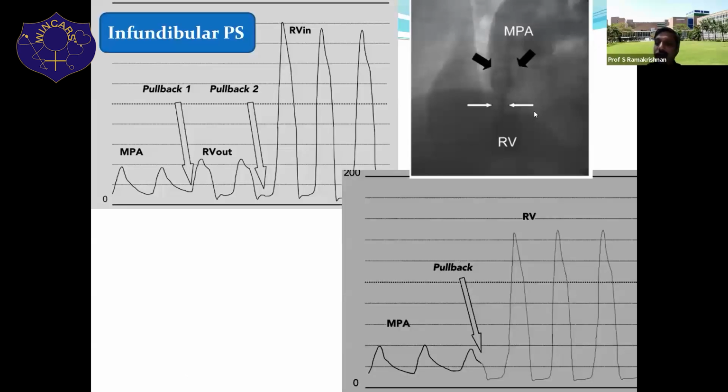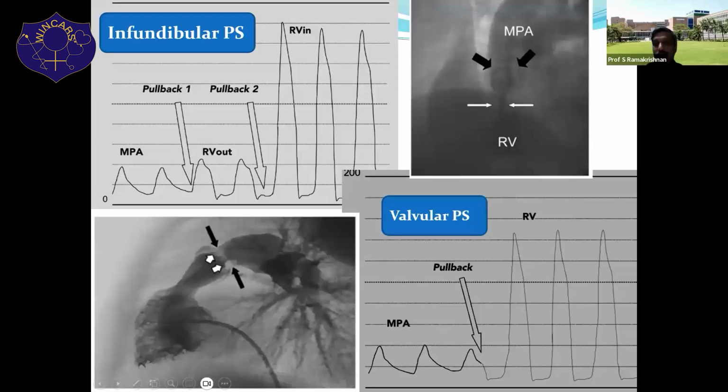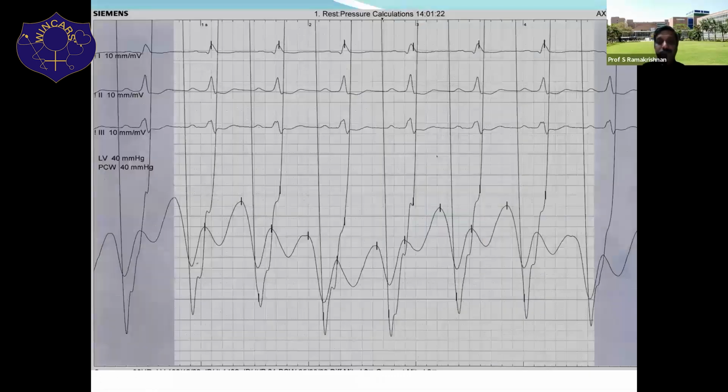On the other hand, this is a clear-cut gradient that is happening at the MPA, and the pullback is happening at the valvular level. So this is how the traces will be different if you have infundibular PS. If you do a PVBD and there is an infundibular PS, the other important thing is that at times you can see a double peak. That also will tell you it is this.